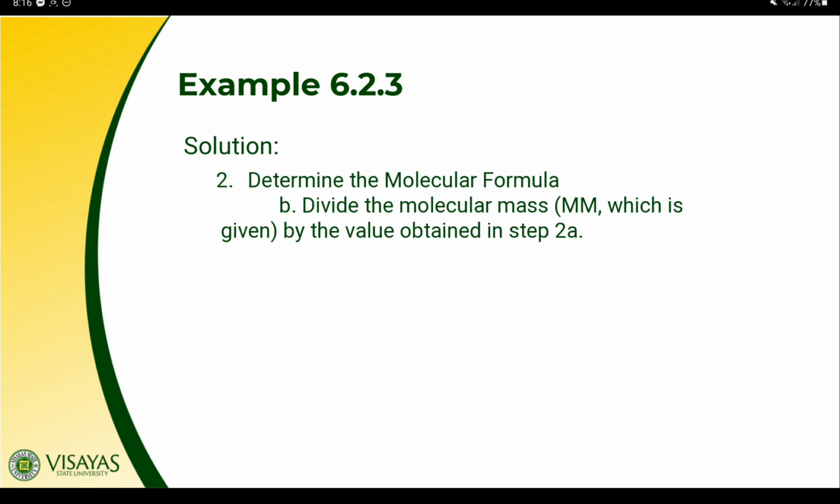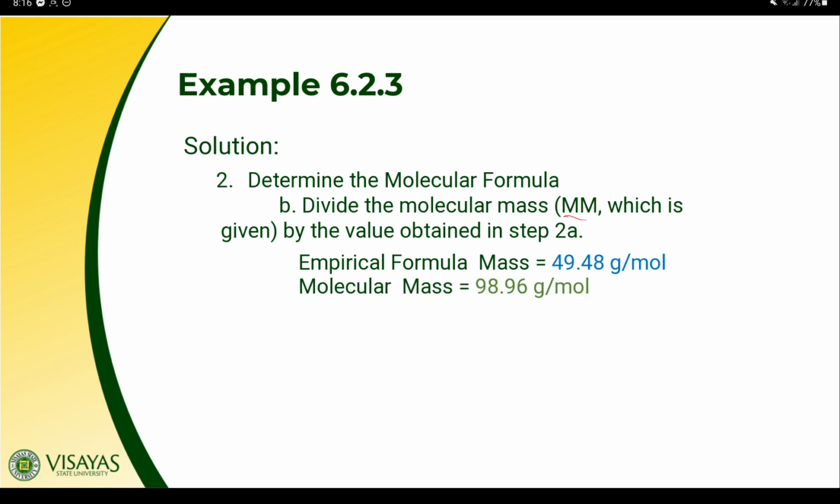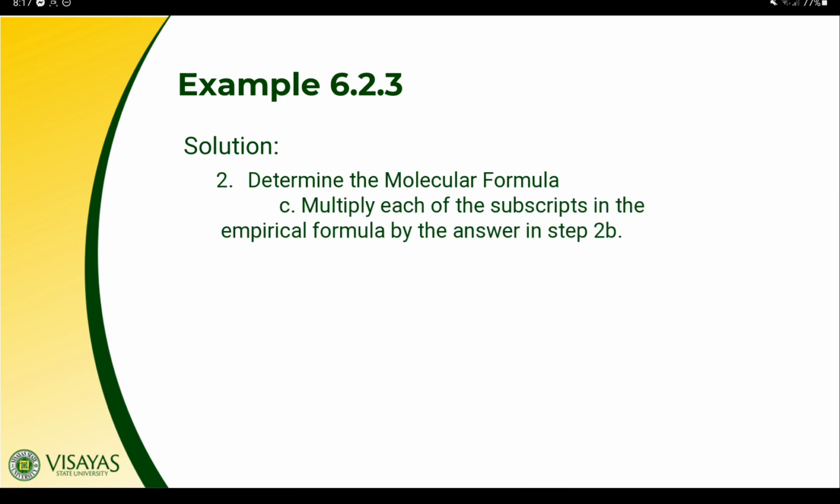Next step is we divide the molecular mass, which is actually given by the value obtained in step 2a. So this mass, this MM, is given in the problem, which is 98.96. The empirical formula mass is what we have computed in the previous slide. So 98.96, again, this is given in the problem, divided by the empirical formula mass, which is 49.48, we get 2. Now what do we do with this number? We will multiply this with the subscripts in the empirical formula of the compound.